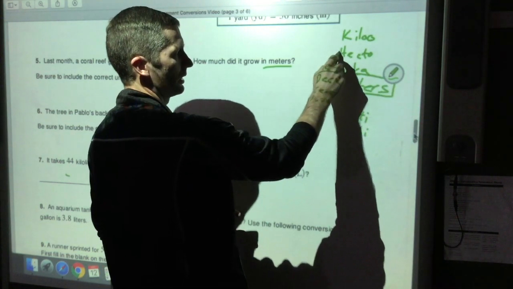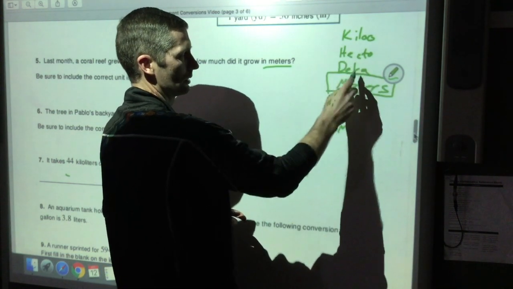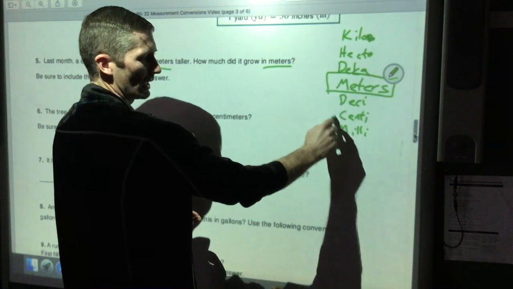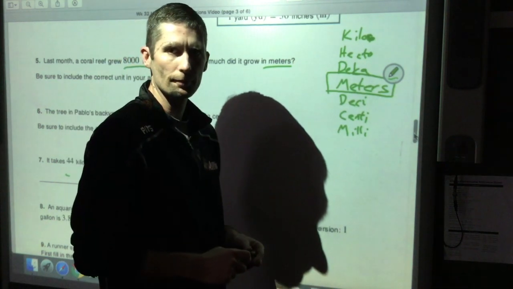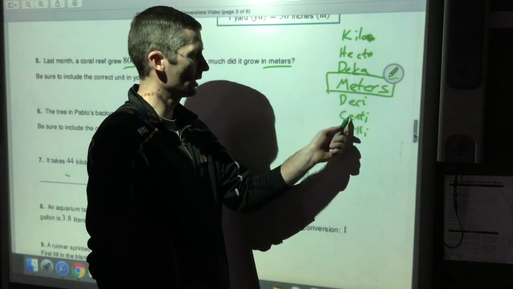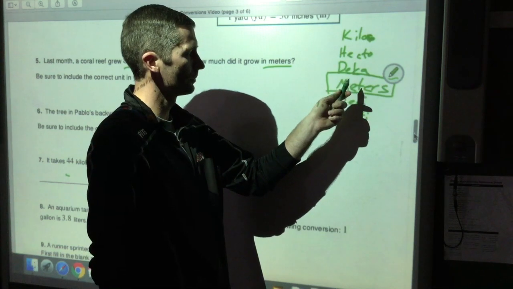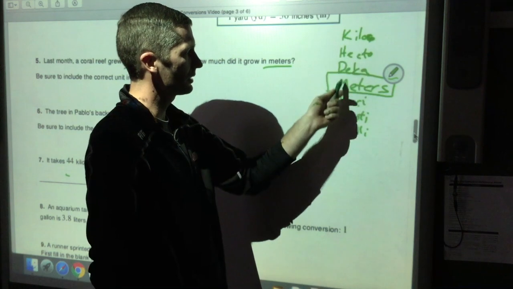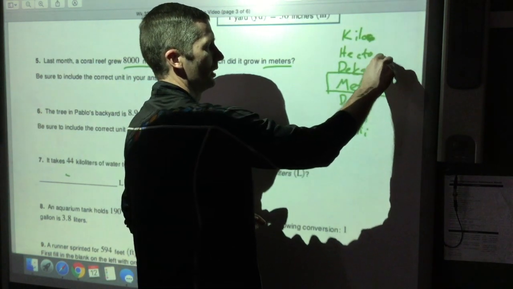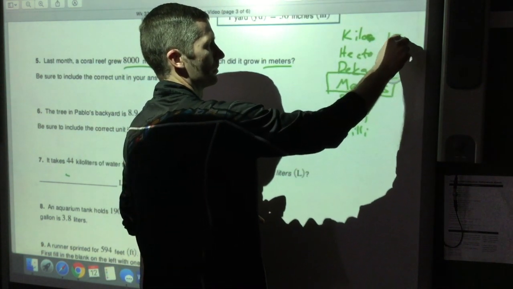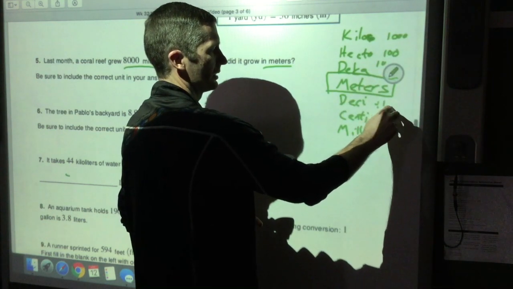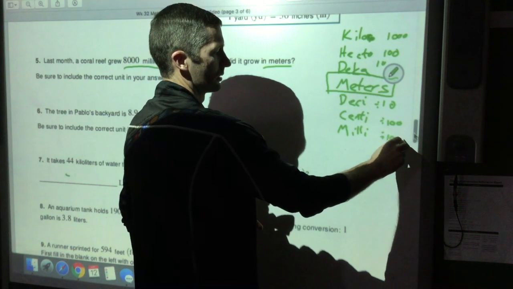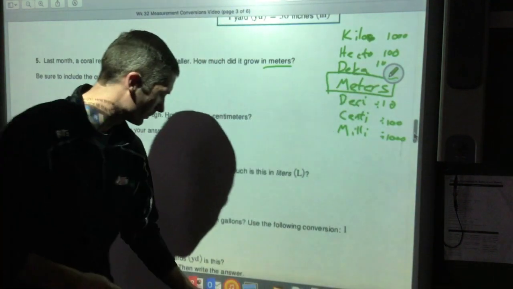As I go this way, I'm multiplying by 10. Ooh, I spelled kilo wrong. As I go this way, I'm dividing by 10. So it's all about moving the decimal point. Okay, so 1,000 of these in this, 100 of these in this, 10 of these in this. This is 10 of these, this is 100 of these, this is 1,000 of these. Okay, so times 10, 100, 1,000, divided by 10, divided by 100, divided by 1,000. Okay, so the base 10 system.